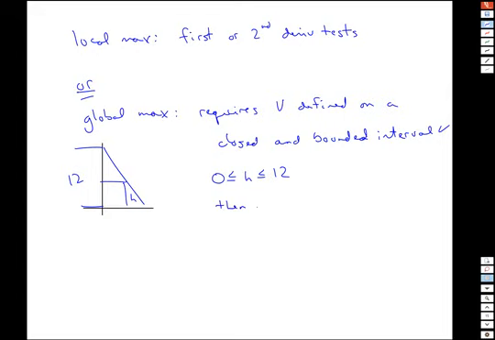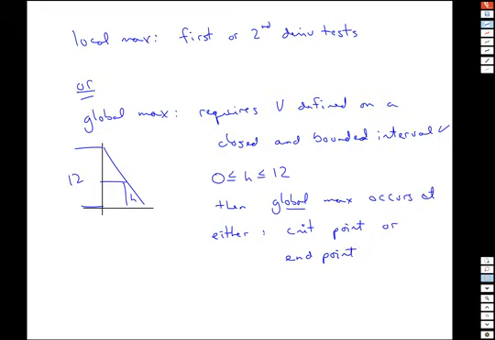Then the global max occurs at either a critical point or an endpoint.